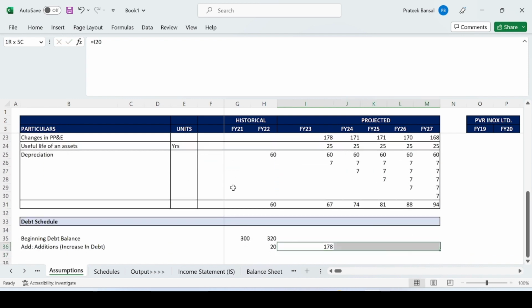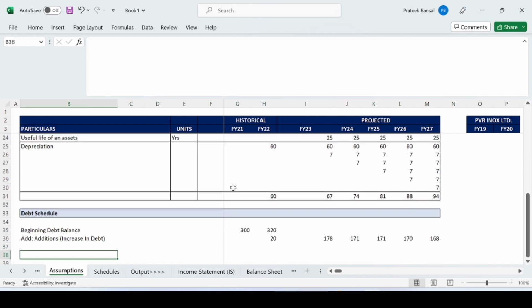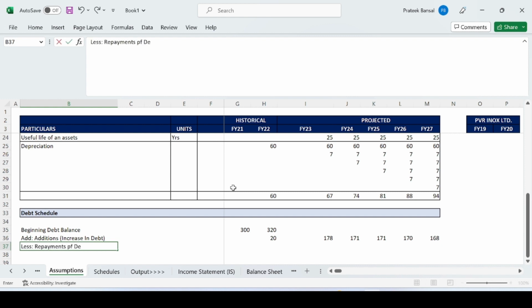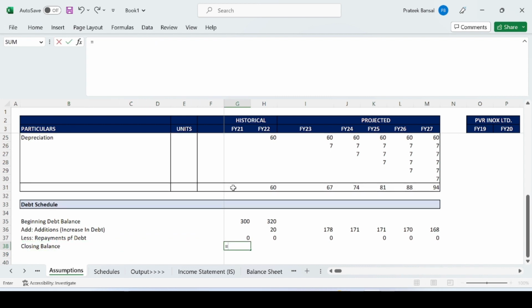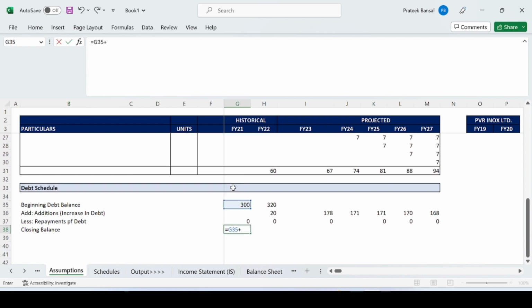Then we can do less repayments of debt. We do not have any repayment, so we can keep it at 0. After that there will be a closing balance. The closing balance will be the sum of the beginning balance plus additions minus repayments, and the beginning balance for fiscal year 23 will be the closing balance of this year.